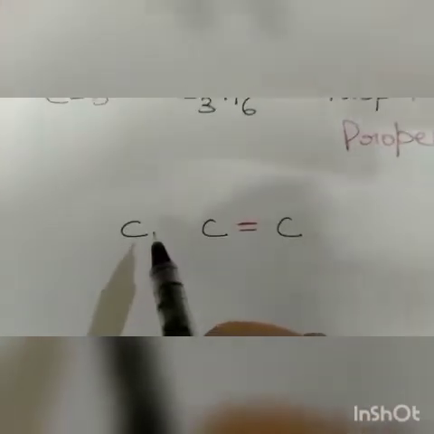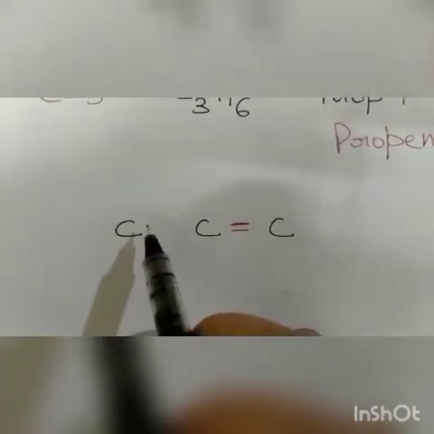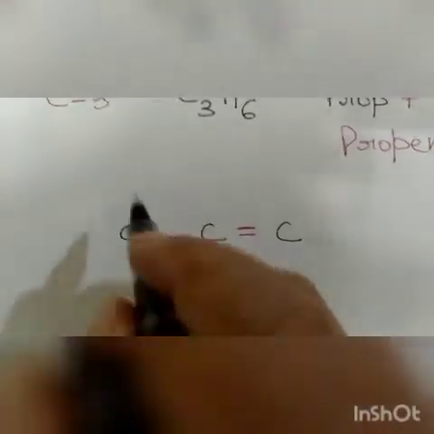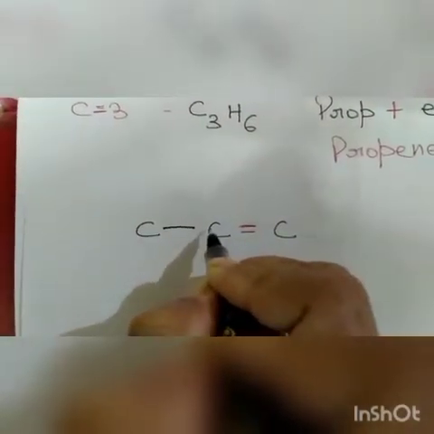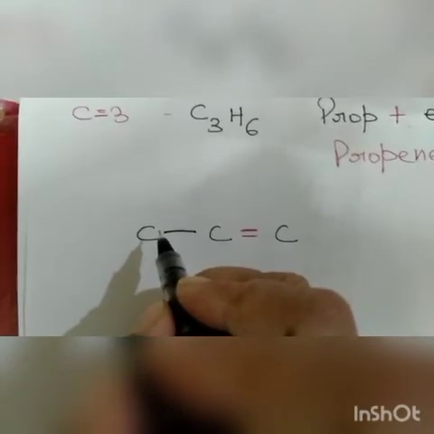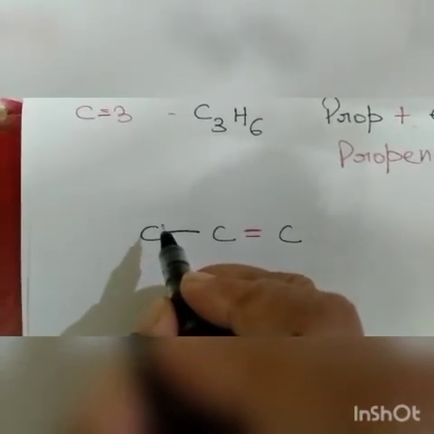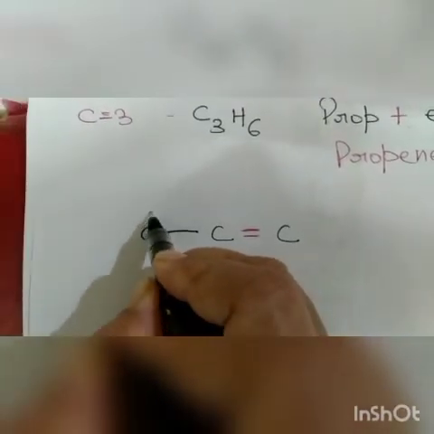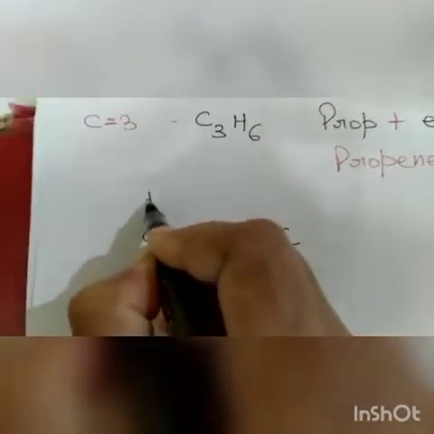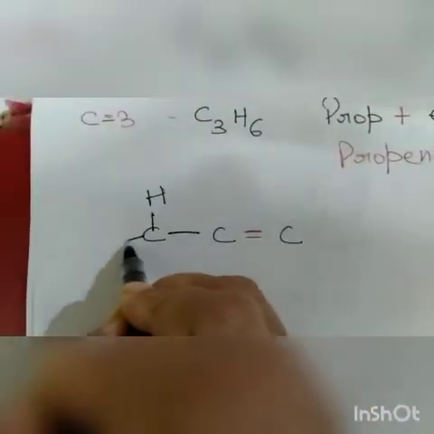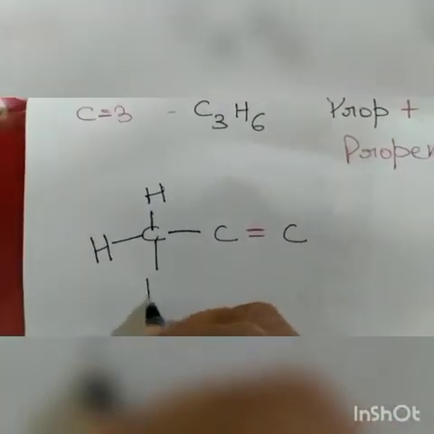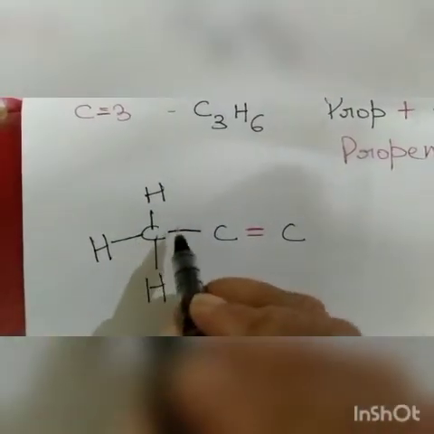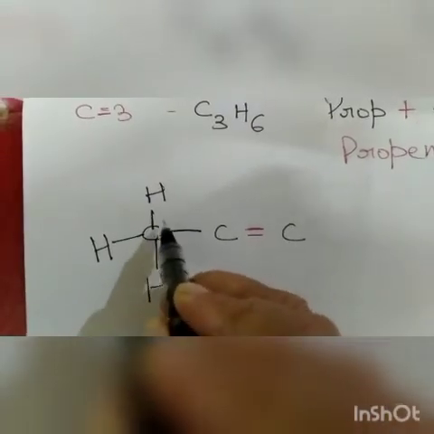Now let us take this carbon atom. This carbon atom has 4 valence electrons. Now 1 electron is shared with this carbon atom. How many are remaining now? 3 electrons. So 1 electron will be shared with this hydrogen, 1 with this hydrogen, and 1 with this hydrogen. So 4 electrons are shared, and its last shell will now have 8 electrons.